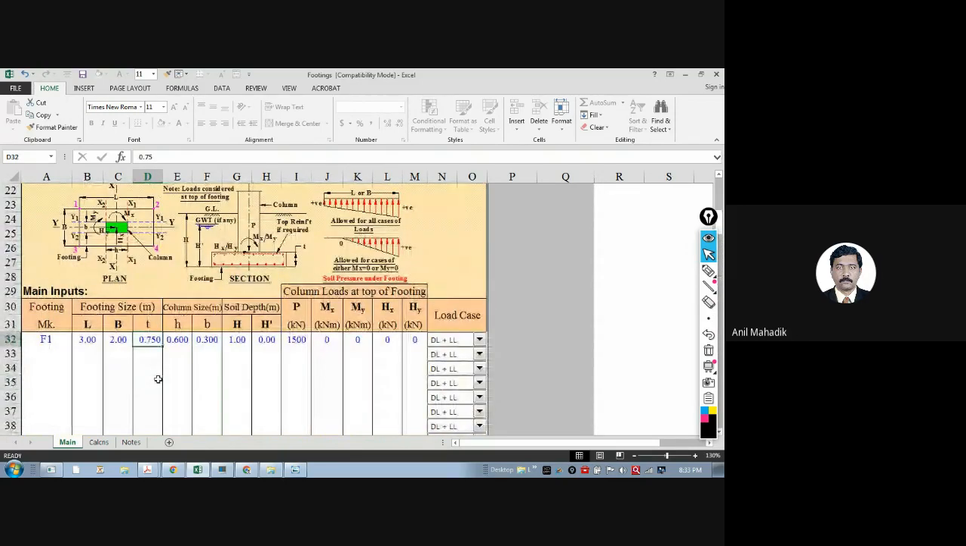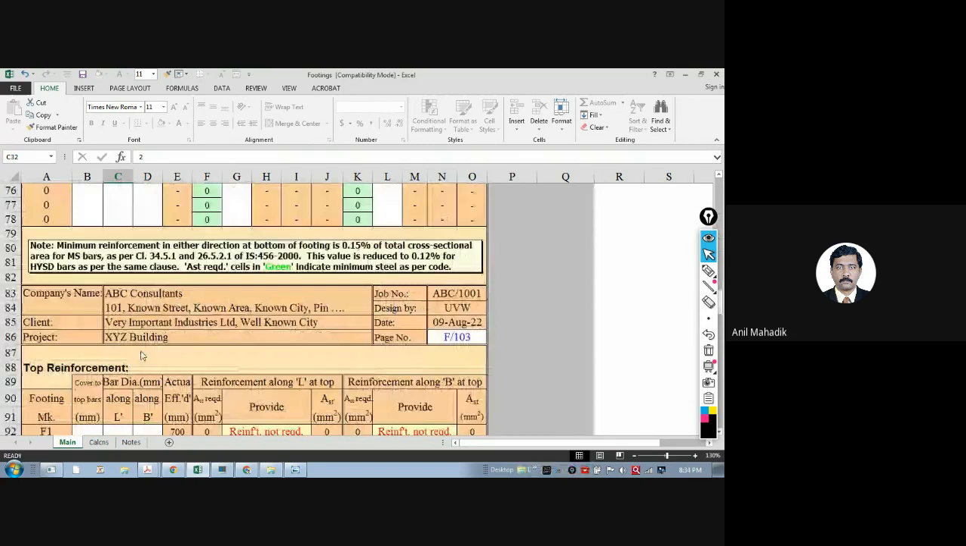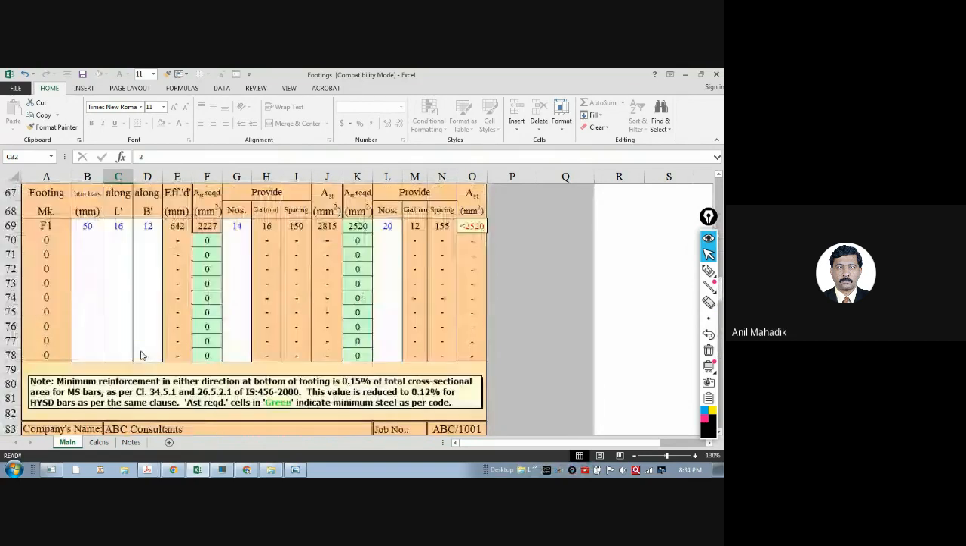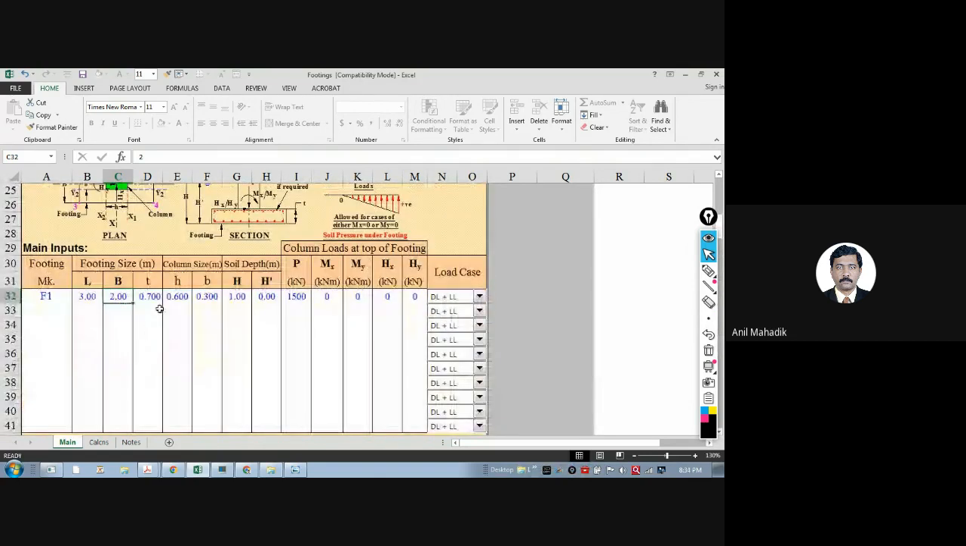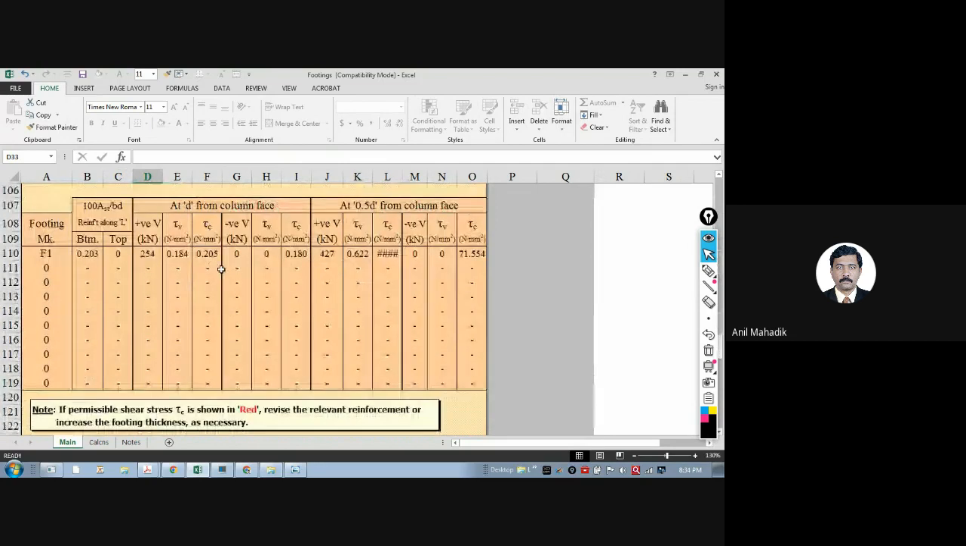See, as it is a spreadsheet automatically doing the things for us, to the trials. 1 सेकंड में हो रहा है ना काम. 0.7 को हो रहा है क्या? नहीं हो रहा है. मतलब 0.75 ही चाहिए. Okay. Now it is satisfied. So one way, two way shear is also satisfied.